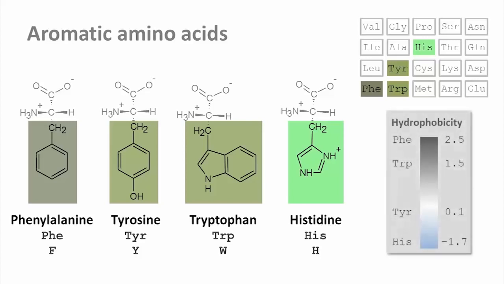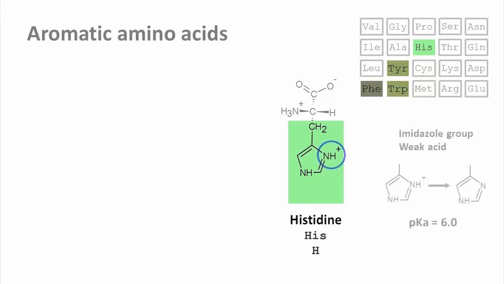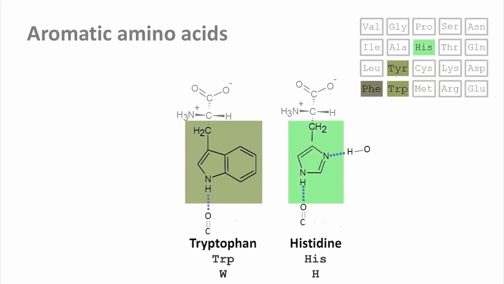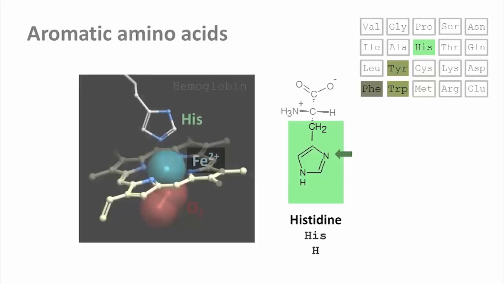Their hydrophobicity varies widely, depending on the proportion of electronegative atoms like oxygen or nitrogen to a nonpolar hydrocarbon ring. Phenylalanine is very hydrophobic, tryptophan somewhat less so, and histidine is highly hydrophilic. Histidine is interesting because it is a weak acid. With a pK of 6.0, only a small proportion of exposed histidine residues will be protonated in the cytoplasm. Both histidine and tryptophan side groups can engage in hydrogen bonding. Another important role for histidine is in coordinating metal ions in proteins like hemoglobin.